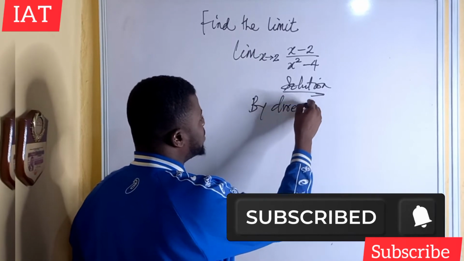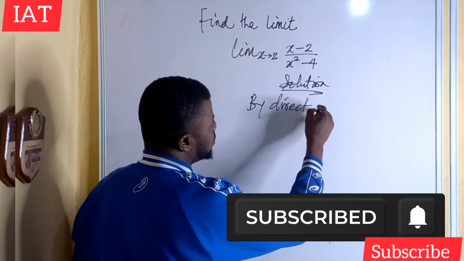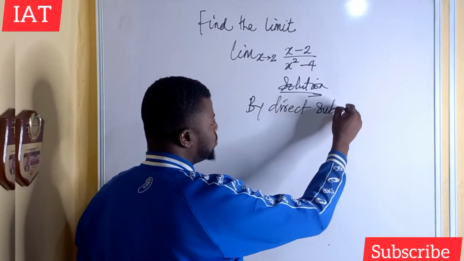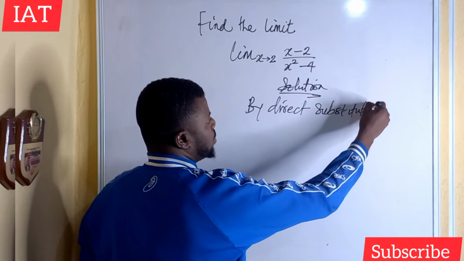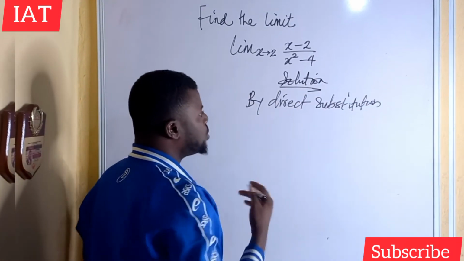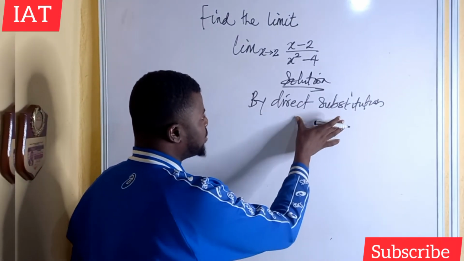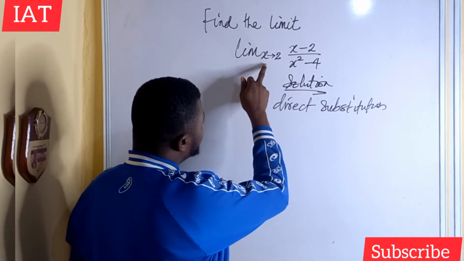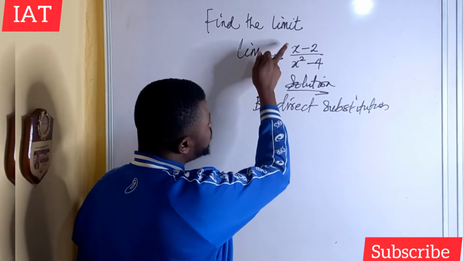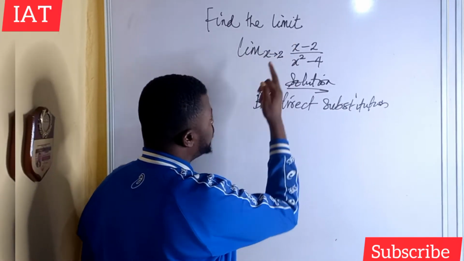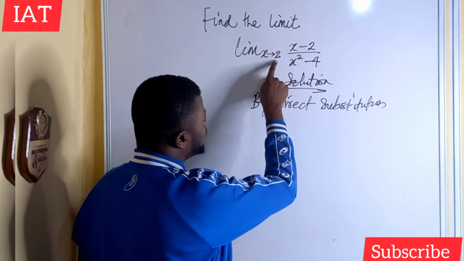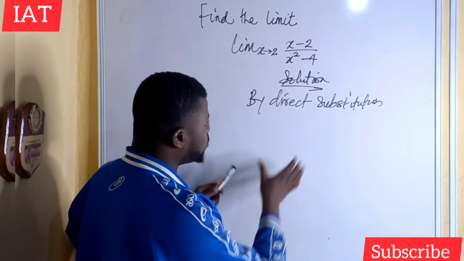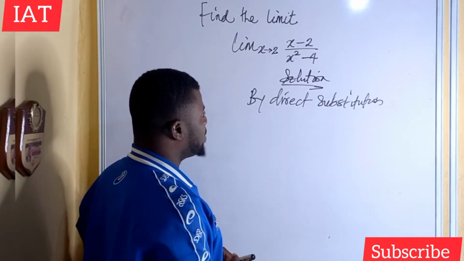If we try direct substitution, what does it mean by using direct substitution? It means that since x is tending or approaching 2, anywhere x appears on the board, you can substitute the value 2 for x. And then let's see what the outcome will be. That's what it meant by going by direct substitution.